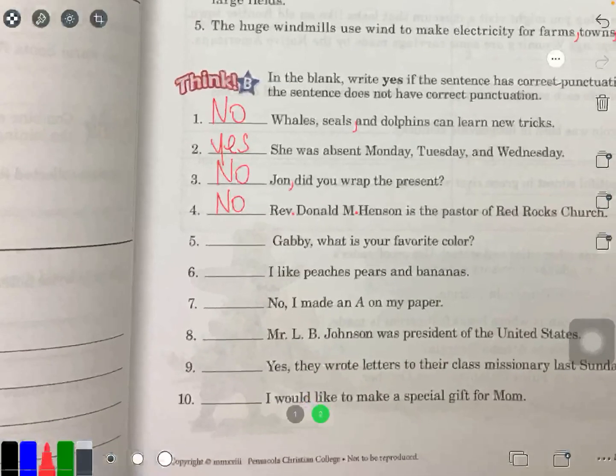Gabby, number 5. Gabby, what is your favorite color? I'm talking to Gabby. And did I use a comma when I spoke to Gabby? I did. So yes, good job.